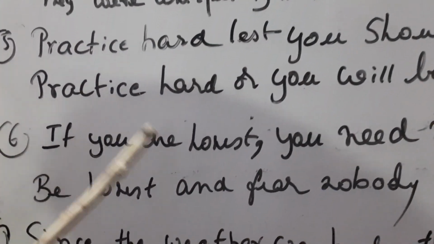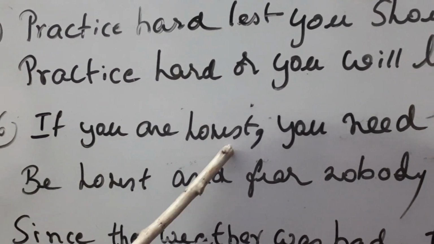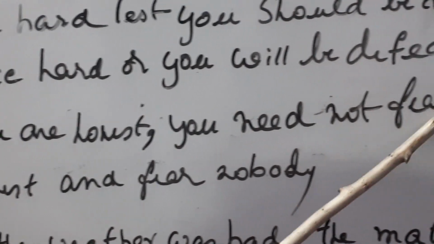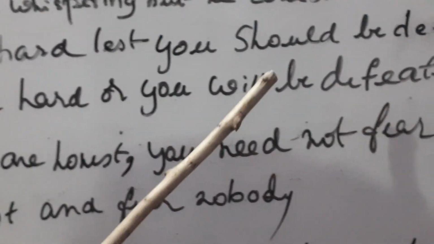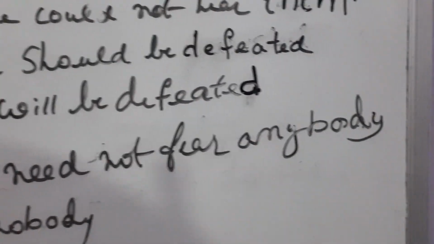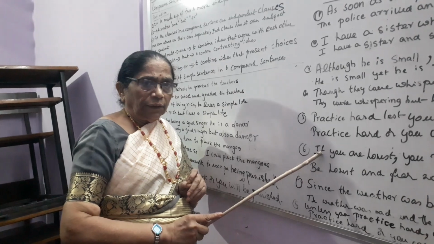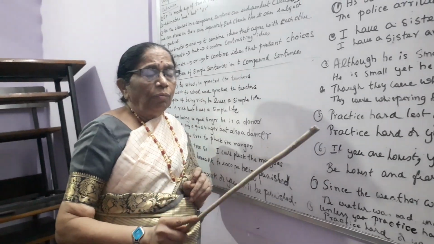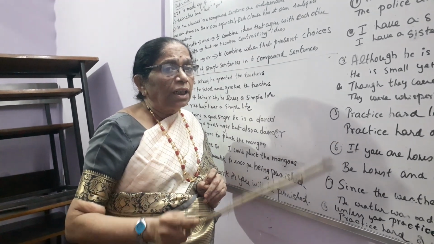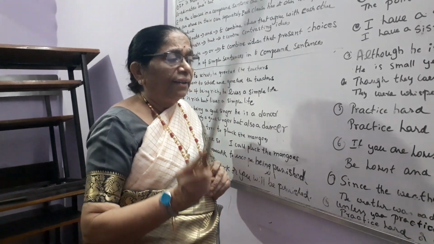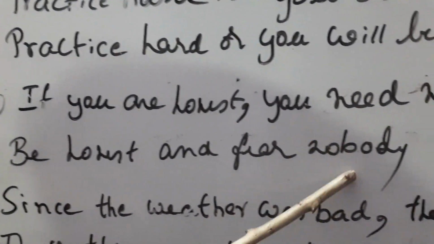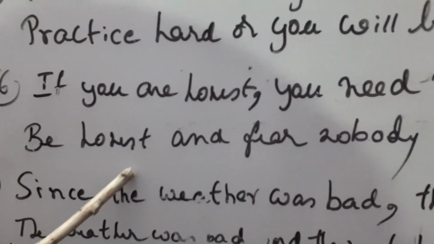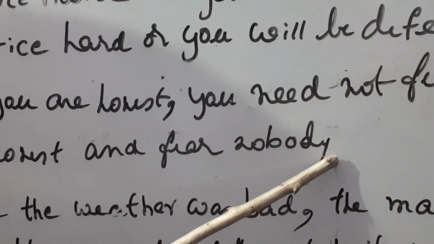Next, if you are honest, you need not fear anybody. Whenever the complex sentence uses "if," then the compound sentence will generally use "and," and the answer is: be honest and fear nobody.